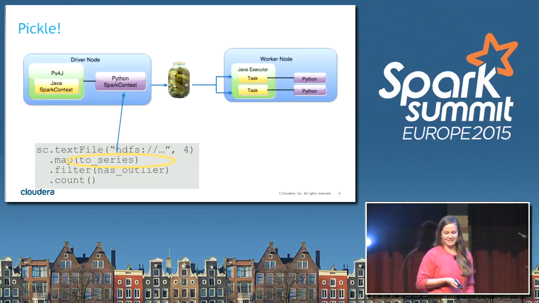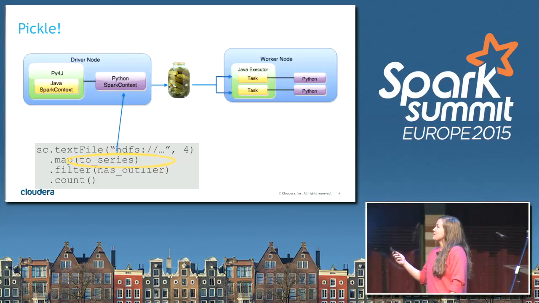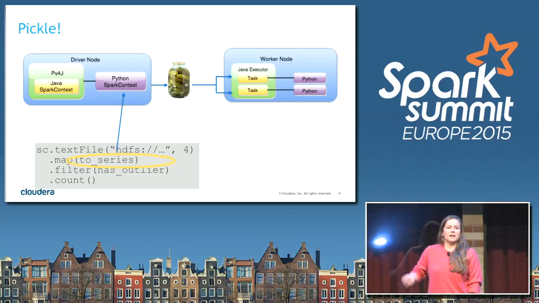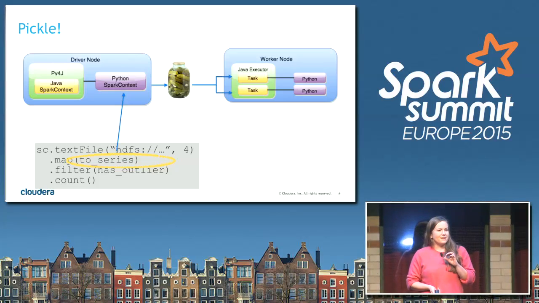So what really happens here, and I don't mean for this diagram to be misleading, there's not pickling happening over the network. But pickling happens in this process. And so that's something we need to be really conscientious about when we're writing Python code, that we make sure that the code that we write is serializable.